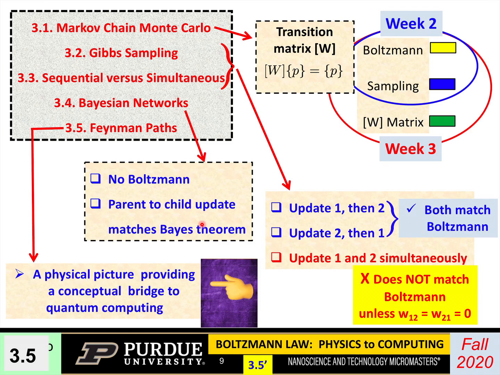And finally, we talked about this Feynman paths, which gives you a nice conceptual picture of how to think about these probabilistic circuits using these W matrices, and it provides you a conceptual bridge to our next topic, which is about quantum computing, which is what we'll be doing in the last 2 weeks of this course.